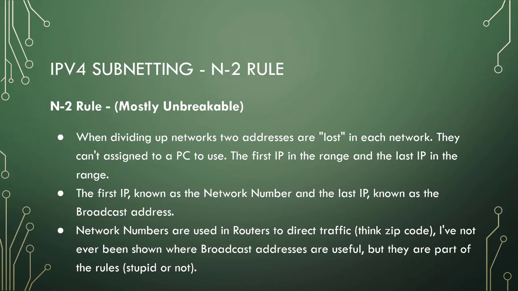The last IP address in the range is known as the broadcast address. And there are a few times that gets used, but we're not really going to cover what that is or means. It's suffice to understand that in the N-2 rule, we lose that. Network numbers, as I said, are used in routers to direct traffic. Think of it kind of like a zip code for everybody that's in that subnet. I've not really been shown where network addresses are useful, but they're part of the rules. Stupid or not, they're still part of the rules.